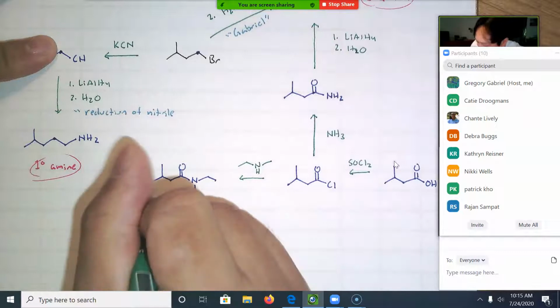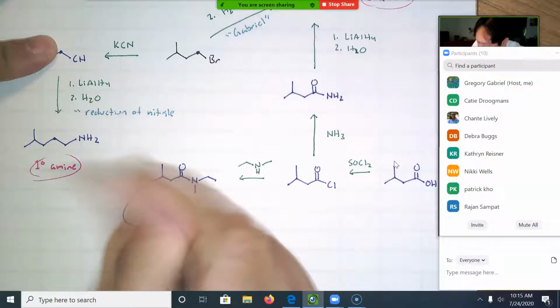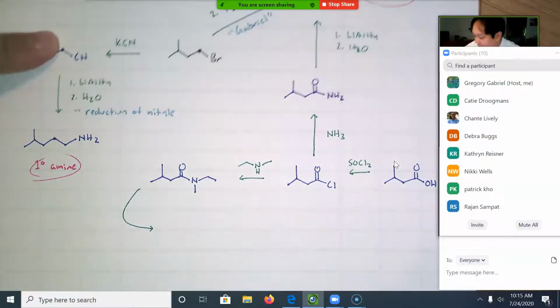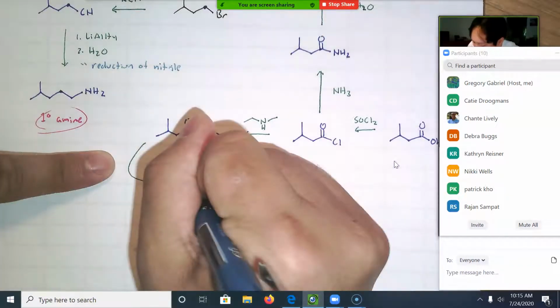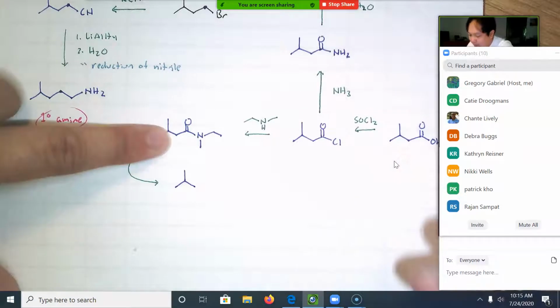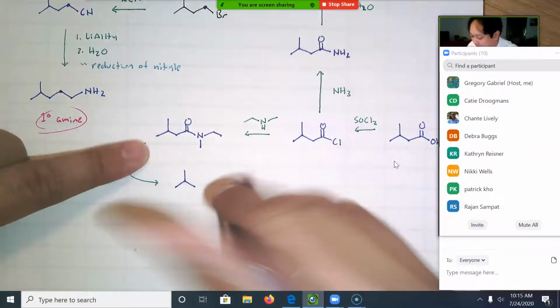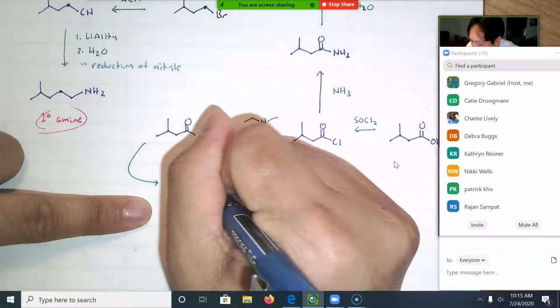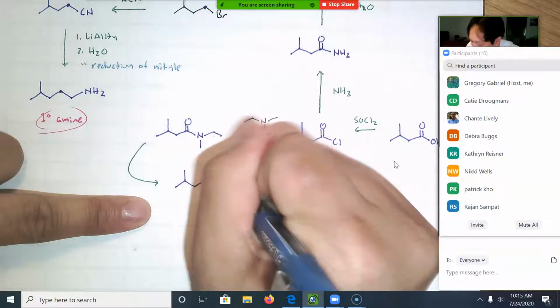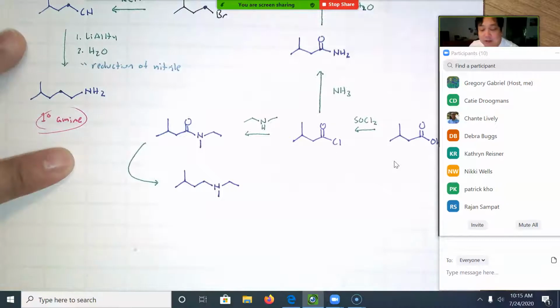So let me go this way. We'll fill in the reagents a little bit later, but since we want to compare these two molecules, I'm going to draw this molecule right underneath. And look what kind of amine I get this time. I got a tertiary amine.